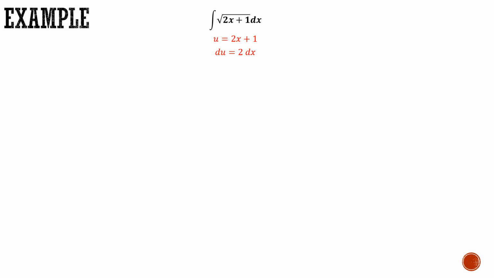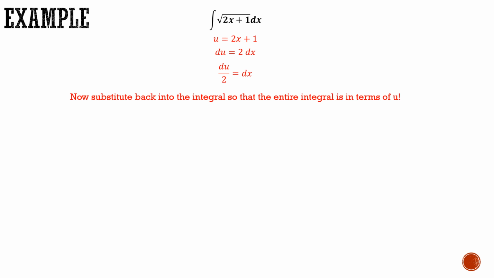All right. Now, I don't have an extra 2 in the problem. I just have the 2x plus 1, which I already called u. So this 2 that I have with the du, I'm going to move to the other side. I don't want it with my dx. So I'm going to say du over 2 equals dx. And from here, I'm going to do a basic substitution. So I'm going to substitute the 2x plus 1 in for u, and then I'm going to substitute the du over 2 for dx. And so I get the integral of root u du over 2.